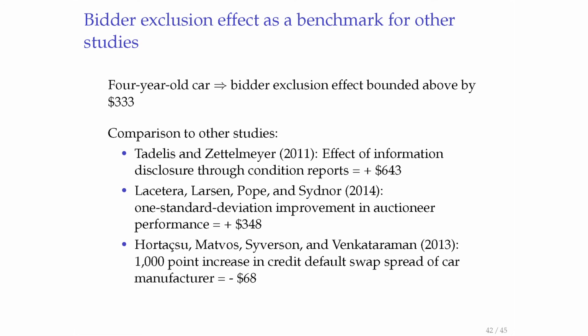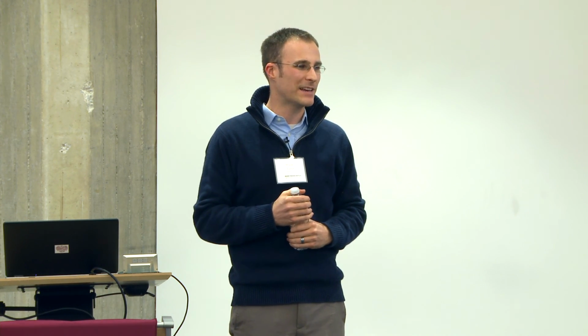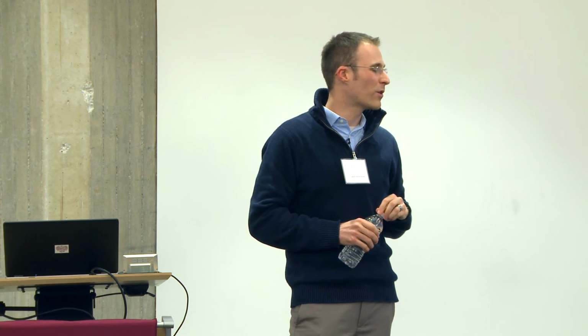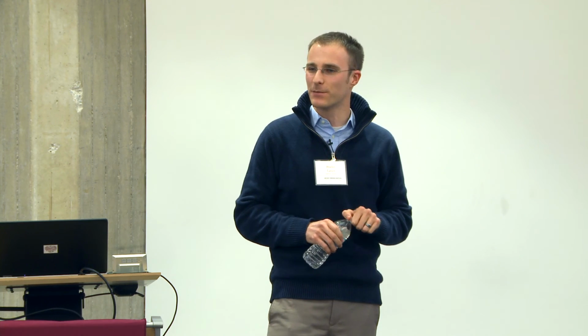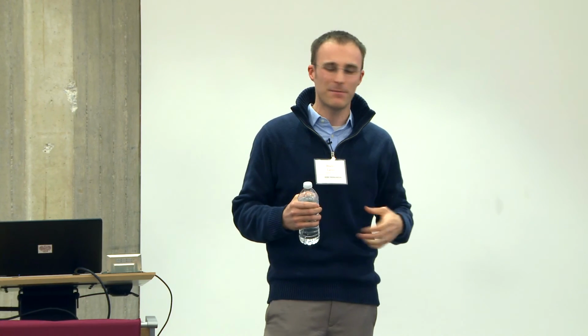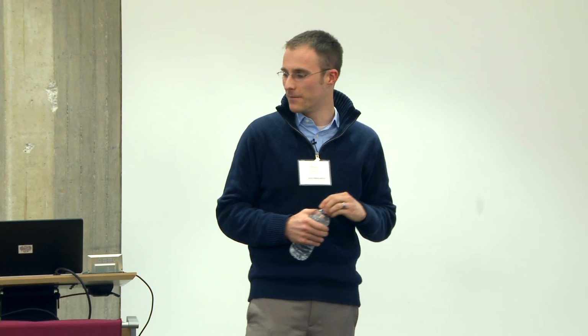Tadelis and Zettelmeyer have this great paper too on information disclosure at these same auctions, and their effect is also much larger than the impact of an optimal reserve price. So we think this tool can be useful as a benchmarking tool. We also think that the idea behind it, being related to a sufficient statistics approach to auctions, can be used more broadly, and we're thinking about ways to do similar things with bargaining data as well, trying to think about how efficient bargaining is, and whether you can compute those things without having to make strong assumptions on the equilibrium of the game or on the information environment. So I'll just leave it at that.